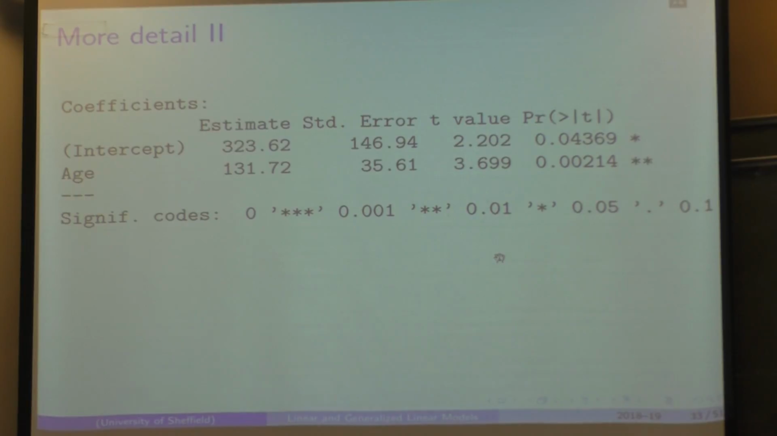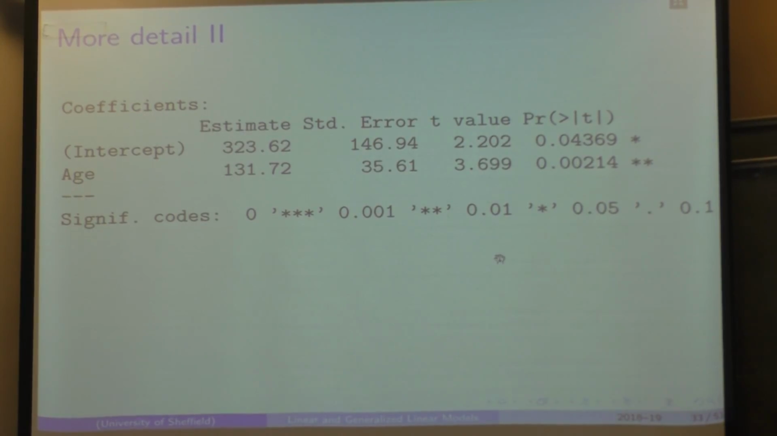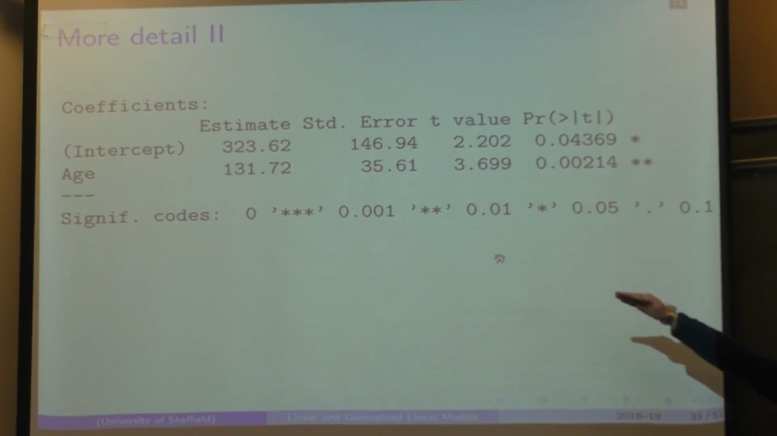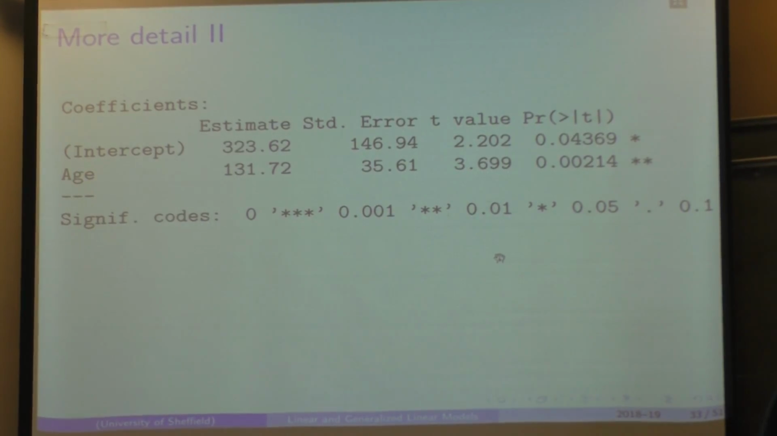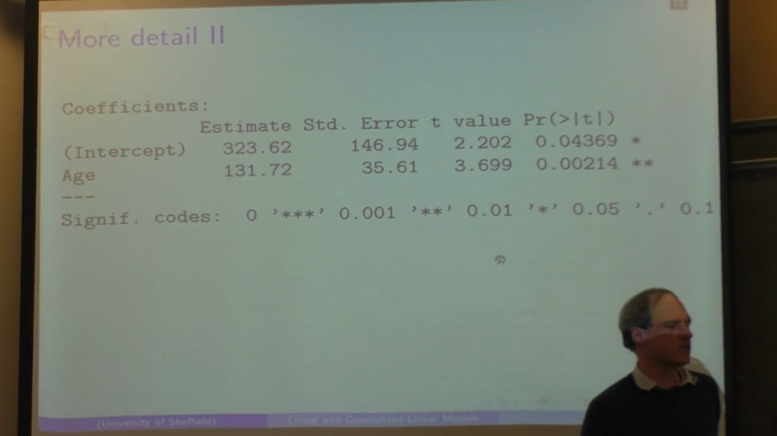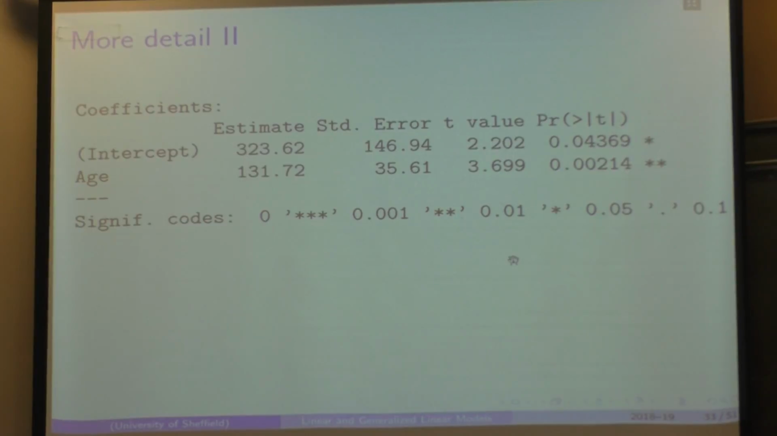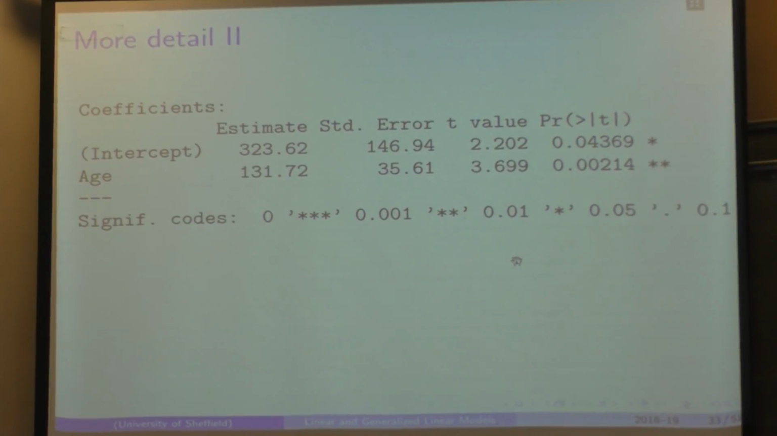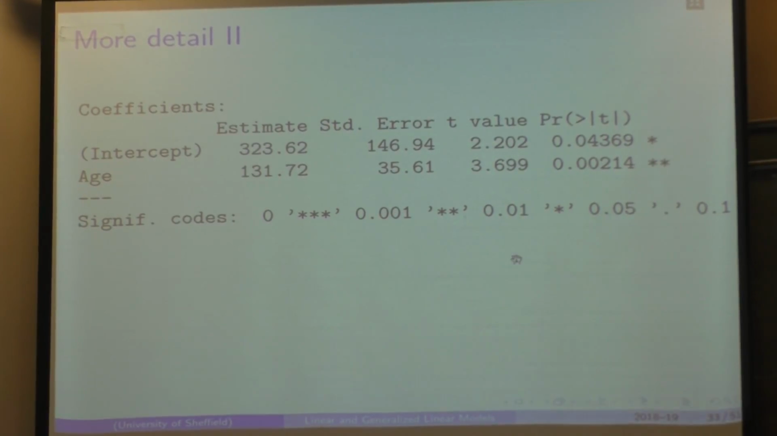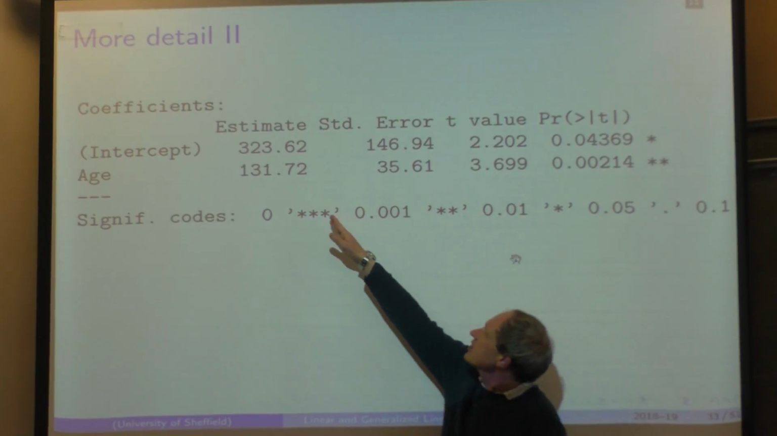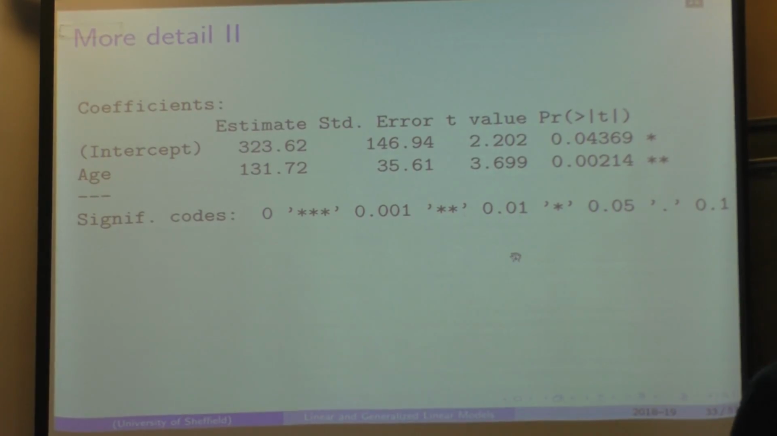Okay, it also gives us rather more detail about the coefficients and the fitting of them. So here we have a row for each coefficient that it's tried to fit, so each beta hat. The first row is for the intercept coefficient, beta hat 0, and the second row is for the age coefficient, beta hat 1. For each one, it's giving us the estimate. The first entry in the row is the estimate, and we've already seen those.